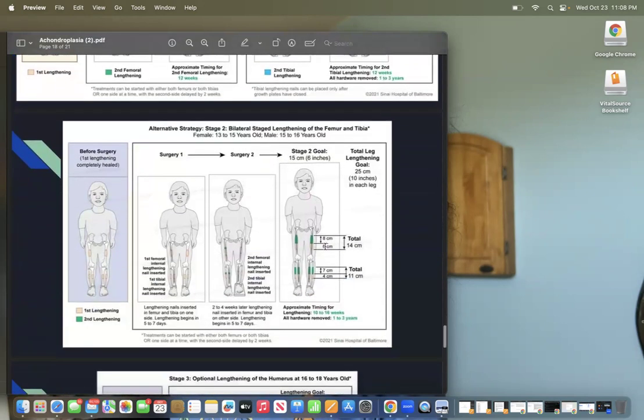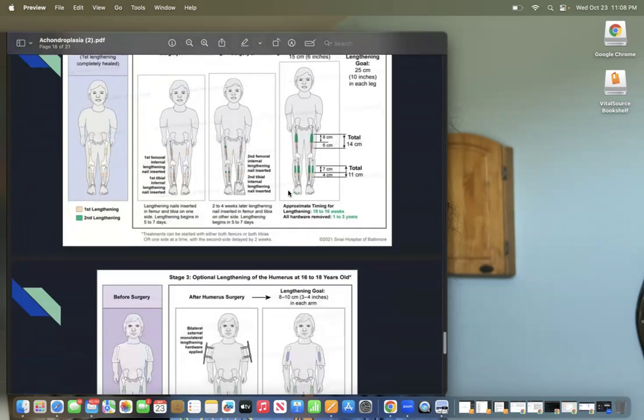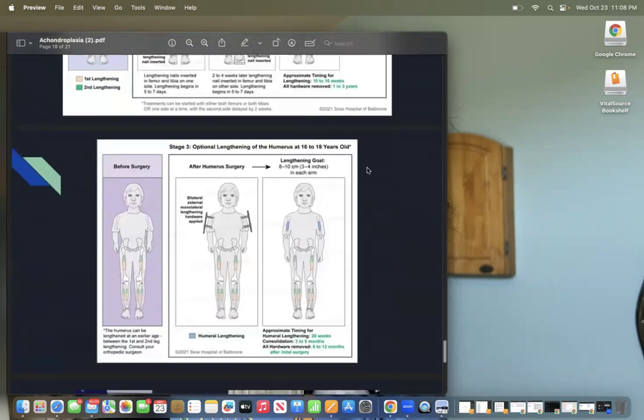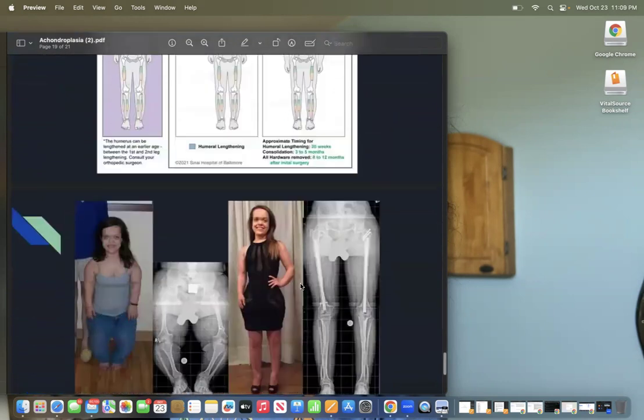And then here's another one. This is stage 2, where they are obviously almost at the end of their growth spurt. And at 16 to 18 years old, you can see that they've grown substantially. Before surgery, this was their legs, and now this is how they are.